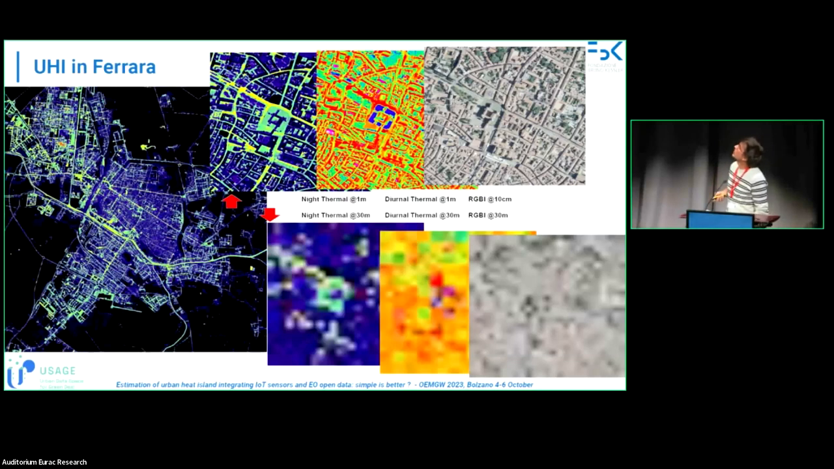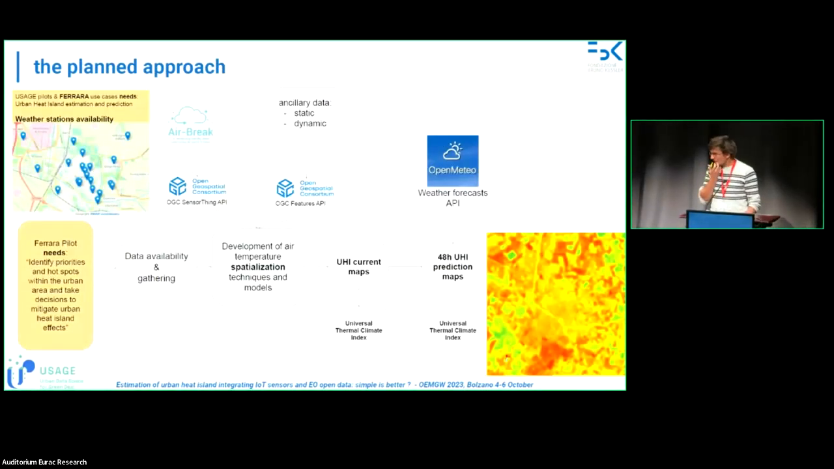Of course, with our simple model, we don't aim to get that. 1 meter resolution is a bit too much or too early, but we will try to improve up to 30 meters or slightly lower. So the idea was to gather data from some weather stations that were deployed by the AirBreak project, and to use OGC standards to do this. This kind of workflow starts from the needs expressed by the Ferrara pilot. They want to identify priorities and hotspots within the urban area and take decisions to mitigate the urban heat effect. It's quite general, but at the end, you need a map of temperature, spatialized well.